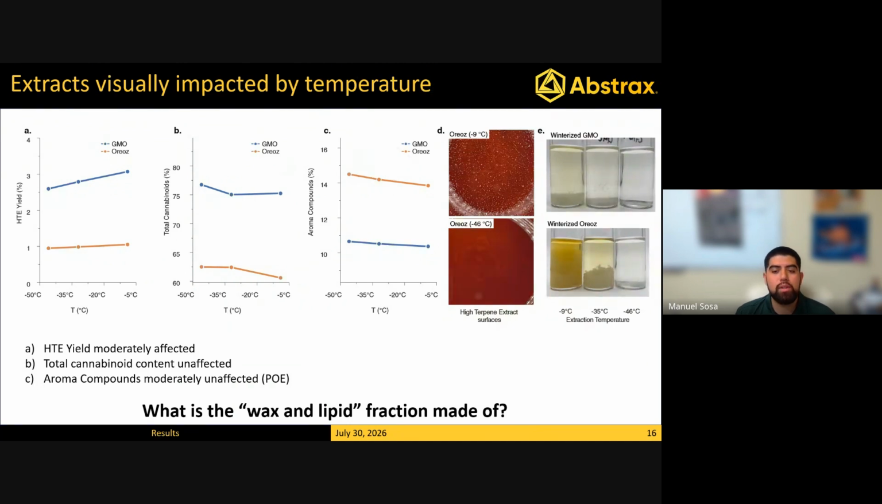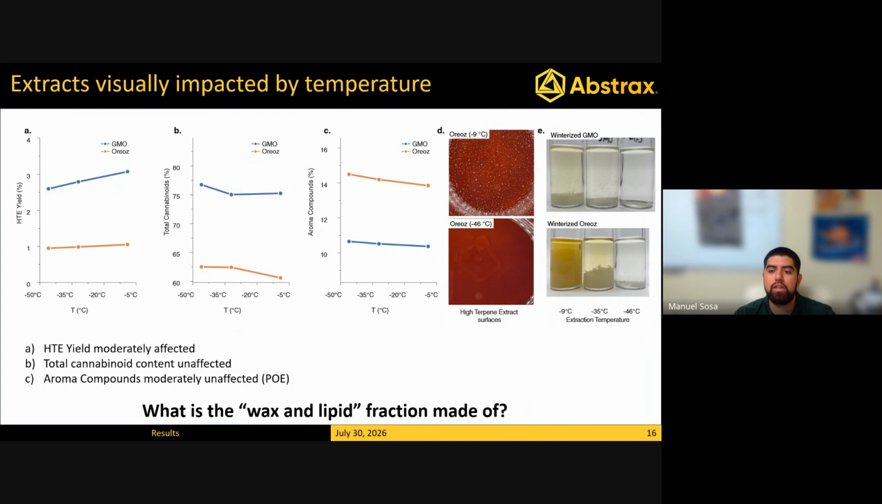And then at the bottom, with the coldest temperature being -46 degrees Celsius, it looks like a really clean butane hash oil. And so we were trying to figure out what these specs were. And so we did a winterization method, which is essentially just getting a little bit of your material, putting methanol in there, and then sticking it in a freezer. We stuck it in a -80 degrees Celsius freezer. When you do that, all your waxes and fats pretty much just crash out of solution and kind of settle down at the bottom of the vial.